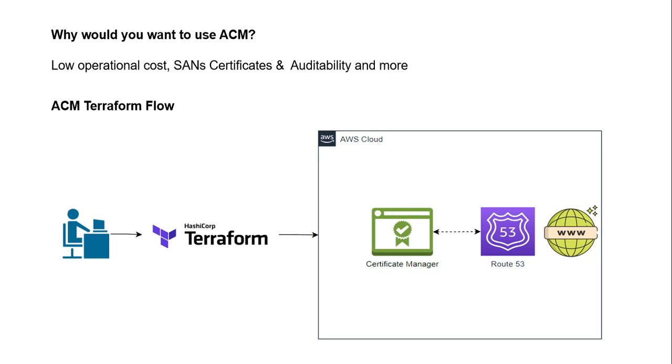ACM Terraform flow. In my case, I purchased the domain from Route 53 earlier. In this video, I am going to create the ACM certificate. Then I create the Route 53 record to validate the ACM certificate. This entire operation is written with Terraform, which we will see in the code. So we are moving to the next slide.